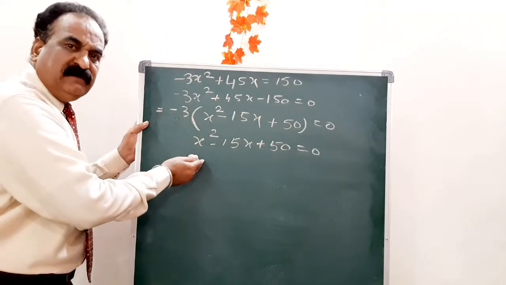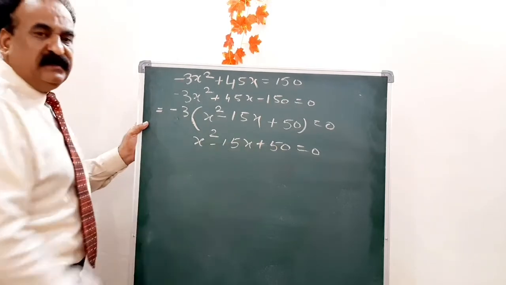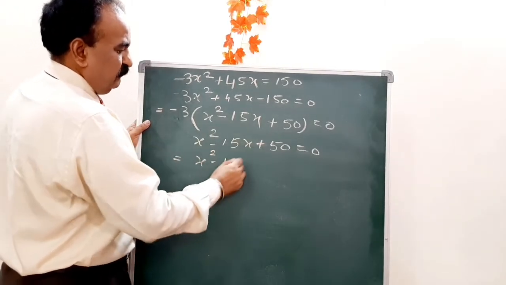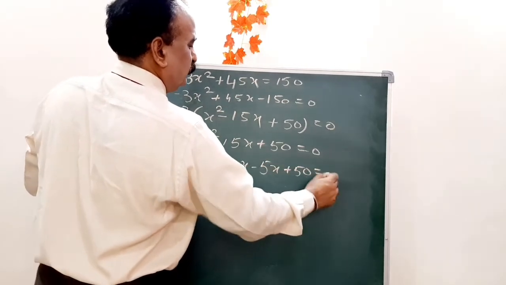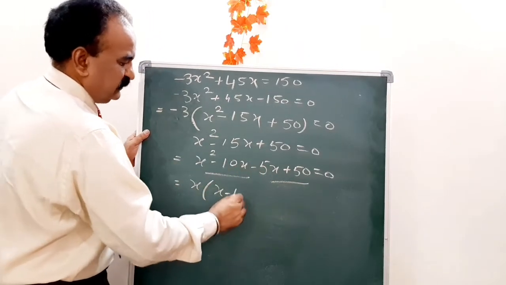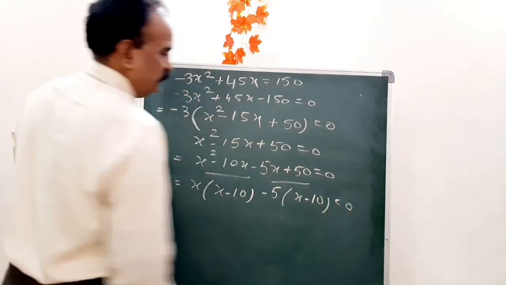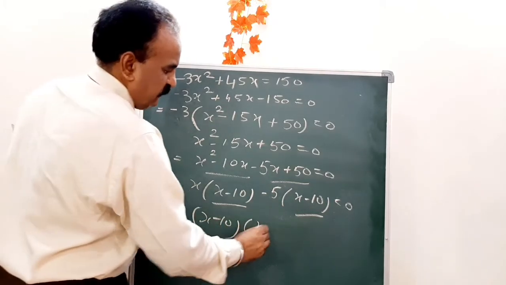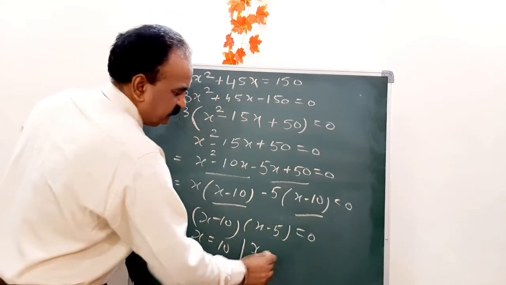Now you can solve very well. I have already told you: what are those numbers whose multiplication is 50 and addition is 15? 10 5s are 50. It means x square minus 10x minus 5x plus 50 equal to 0. These two and these two. x common, x minus 10. Minus 5 common, x minus 10 equal to 0. x minus 10 again common, x minus 5 equal to 0. It means x is equal to 10 and x is equal to 5.